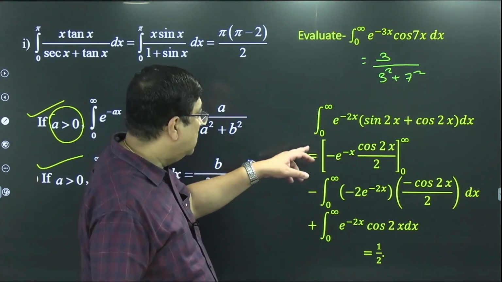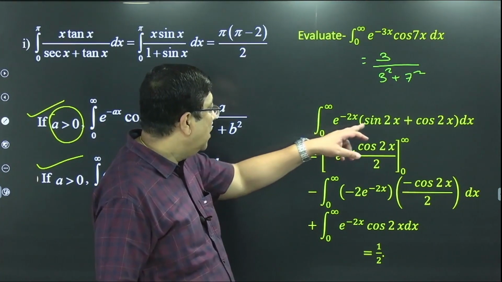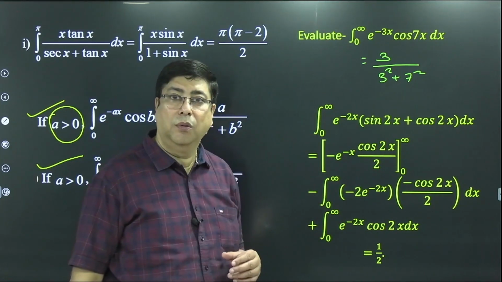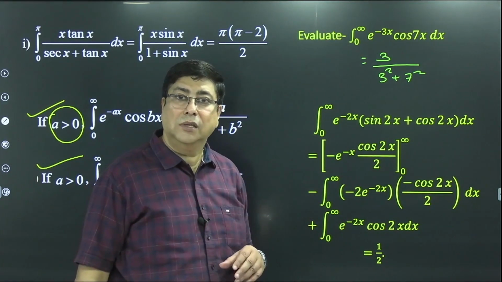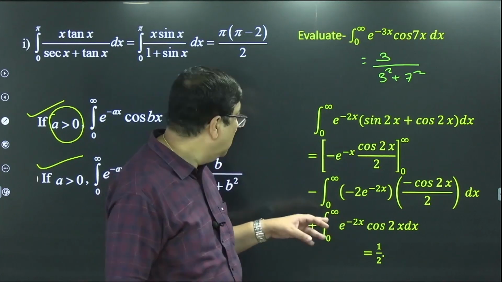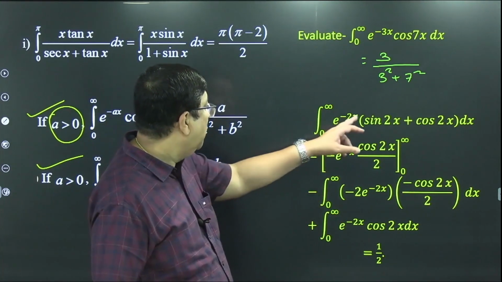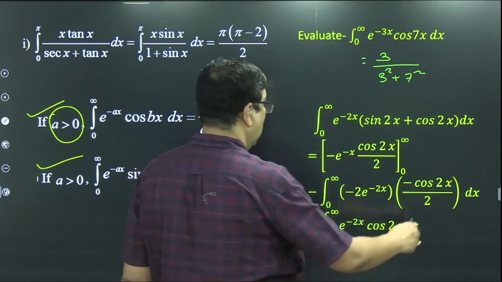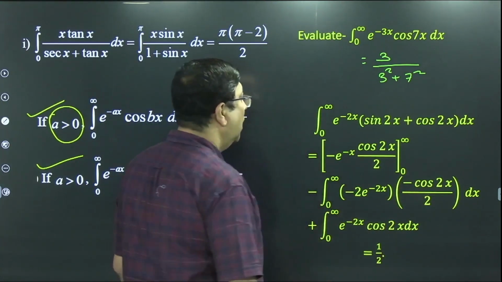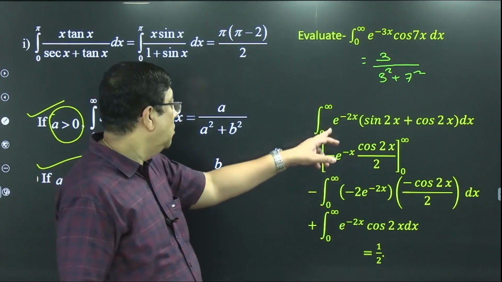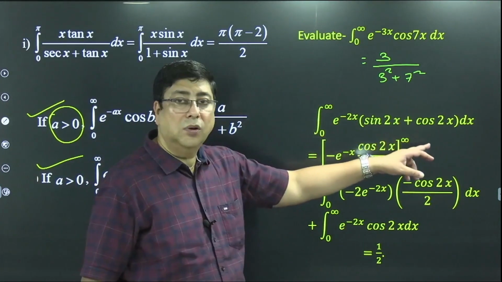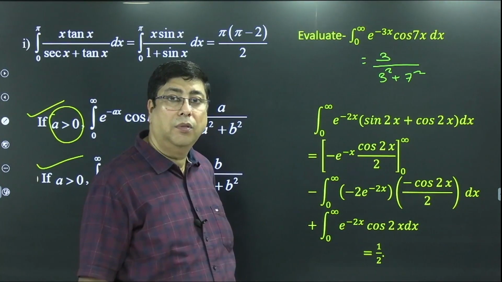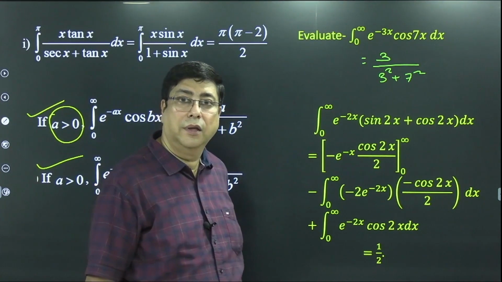Here I have given one example, 0 to infinity e to the power minus 2x (sin 2x plus cos 2x). I have shown you the process, but actually we can apply that formula also. In this case, for the first part we have applied by parts, and keeping the second part unchanged, we get the result. Otherwise we can apply this formula, e to the power minus x sin bx, e to the power minus x cos bx. In this way also you can apply. The values get cancelled and we get the result.